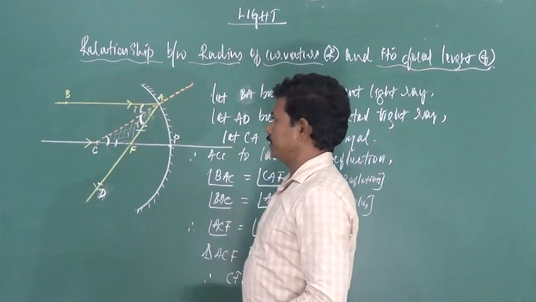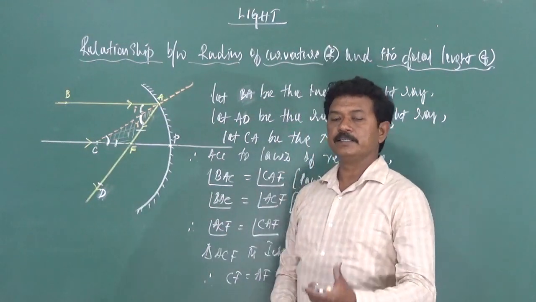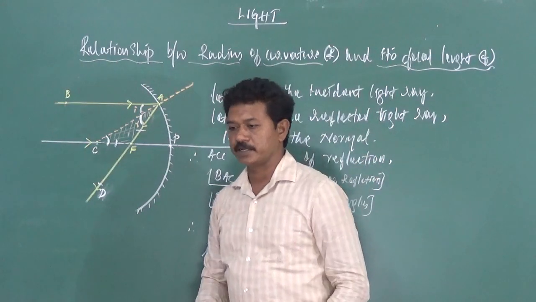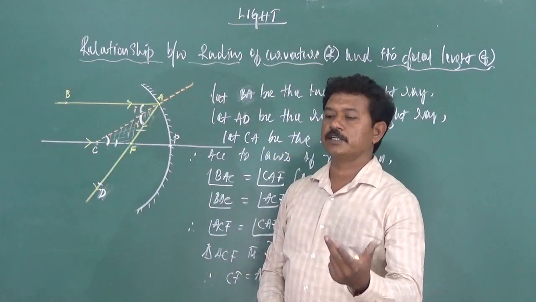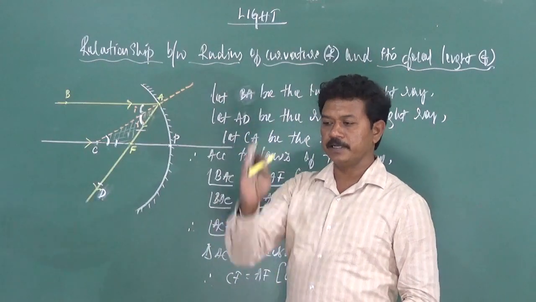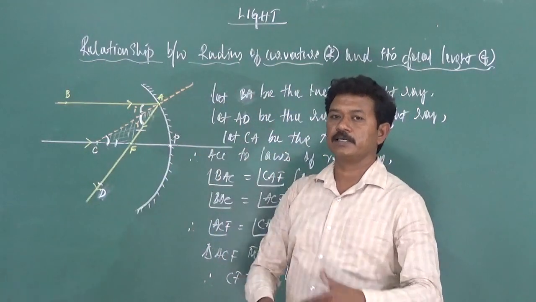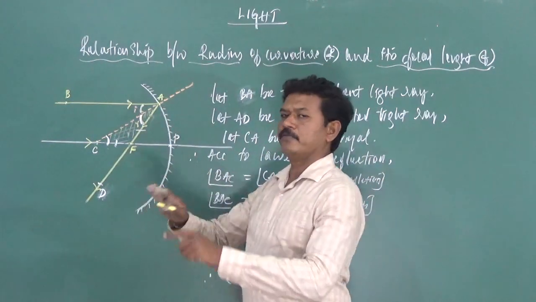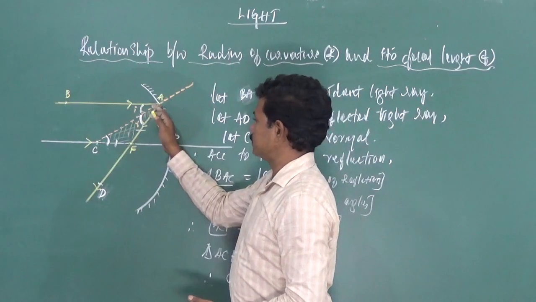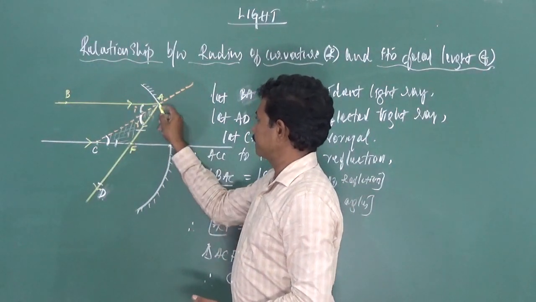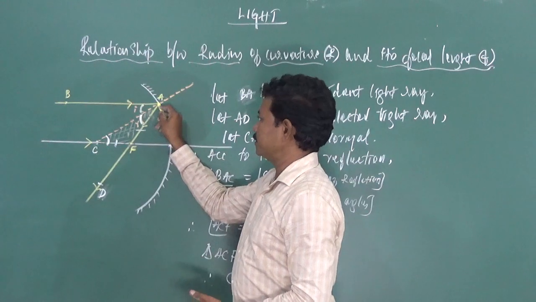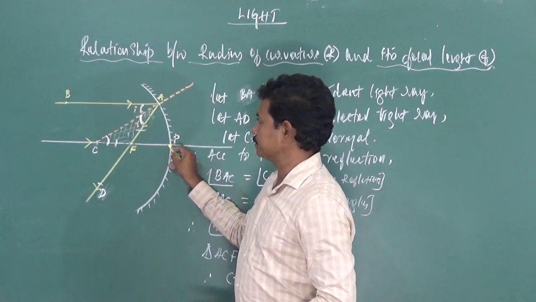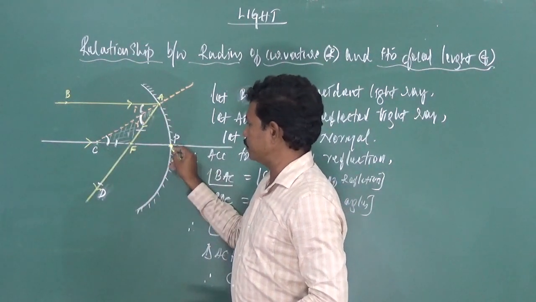The mirror I have taken as a concave mirror here has a very small aperture. In yesterday's class I told you what the aperture of a mirror is: the part of the spherical mirror where the incident light falls on it is called the aperture of the mirror. Here for this mirror the aperture is very small. As this aperture is very small, let us imagine that point A coincides with point P.